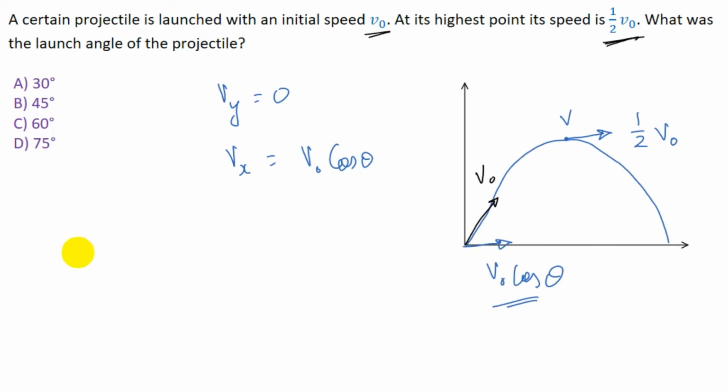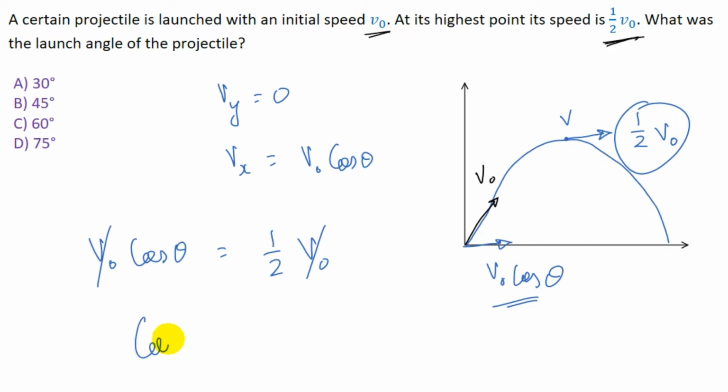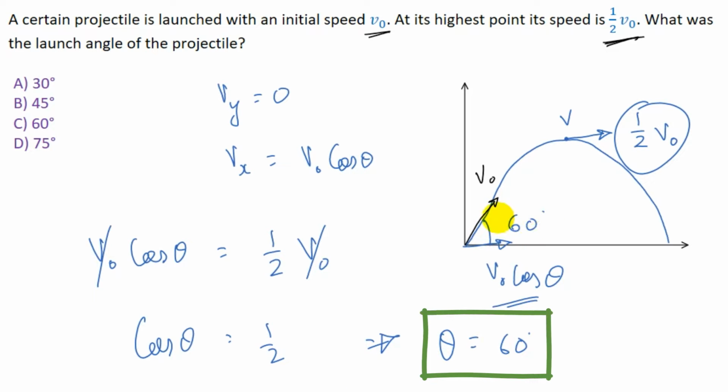So at the highest point, what would be the speed? This would be the speed v0 cosine theta, and we are given that this equals 1/2 v0. So we can equate these two things. The v0 and v0 will cancel, and from here cosine theta is 1/2, or we can say that theta would be equal to 60 degrees. Therefore this angle theta is 60 degrees, and option C is correct.